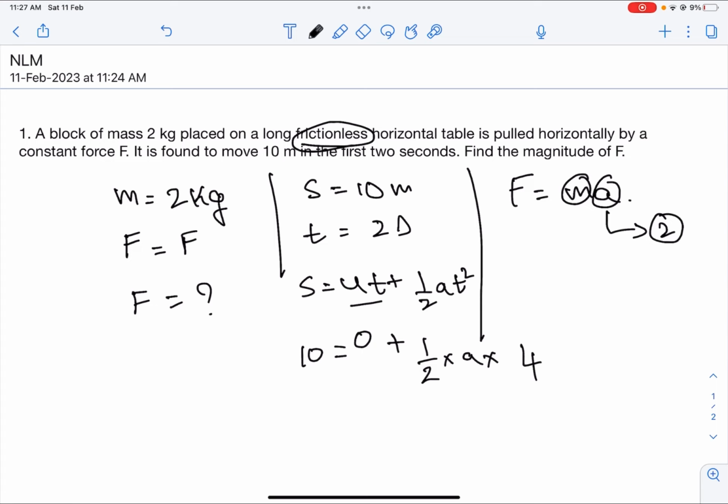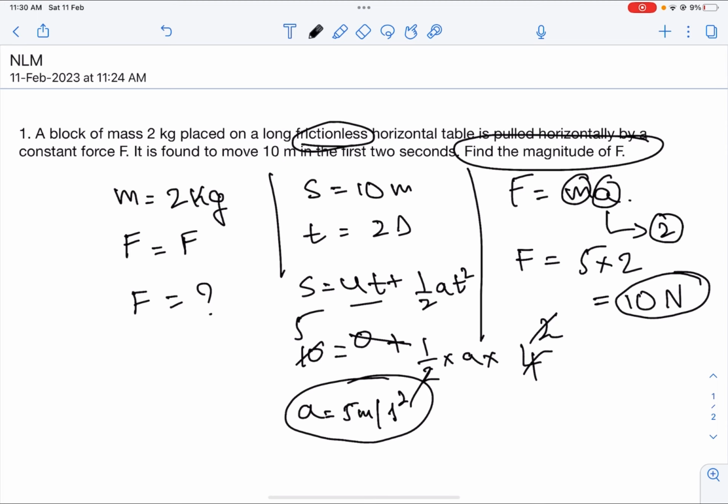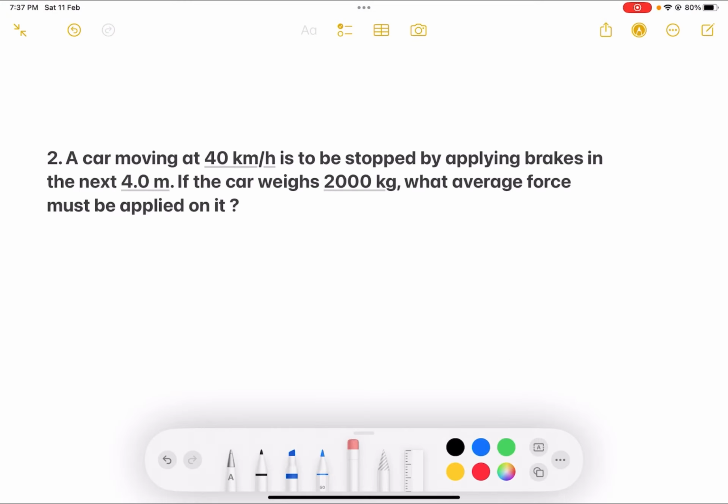So what would that be? The 2 is cancelled, and a is equal to 5 meter per second square. Now if we put all the values into the formula, we get 5 into 2, which is equal to 10 newtons. So this is the force that was applied, and the magnitude of F is 10 newtons. Okay, so let's look at the next question.